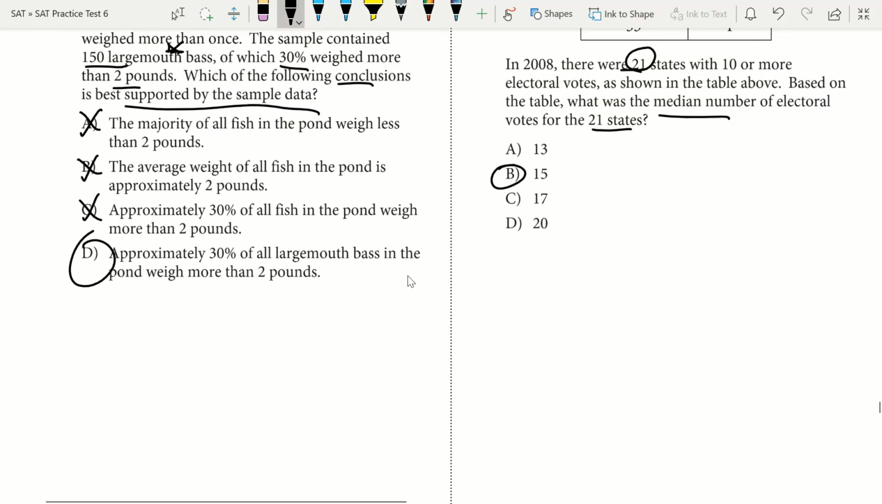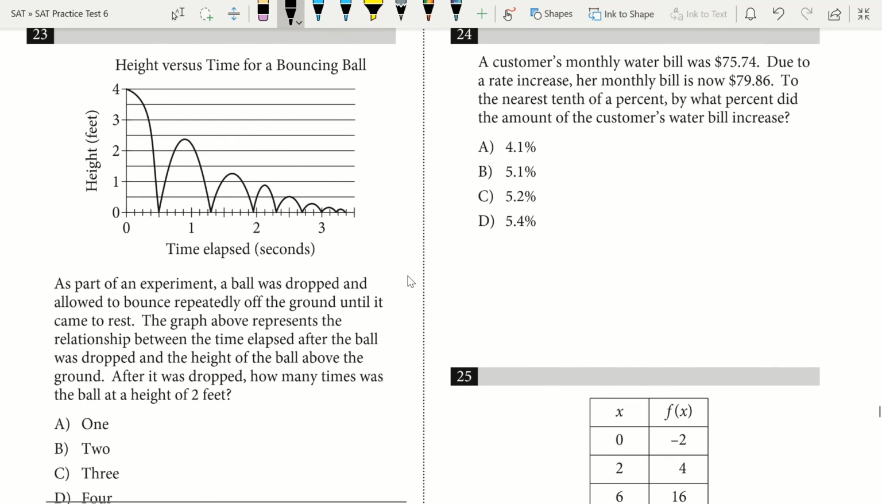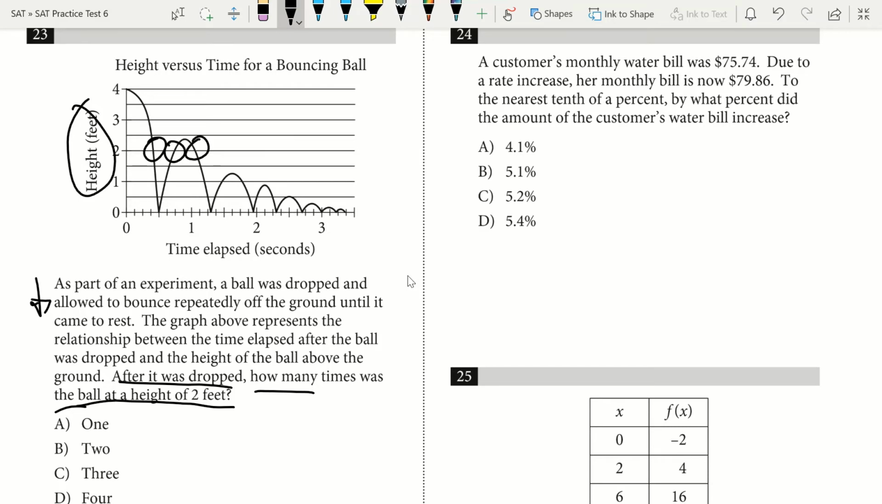All right, question 23, I believe, is what we are on. Yep. All right, height versus time for a bouncing ball. So after it was dropped, how many times was the ball at a height of 2 feet? All right, I look at height, I've got it right here. I don't really have to read all of this, to be honest, because if I just look at it, after it was dropped, how many times was the ball at 2 feet? I see that we crossed that height 2 feet right there. I see we cross again here and again here. So after it was dropped, the ball was at a height of 2 feet 3 times, right? Right there, there, right there.